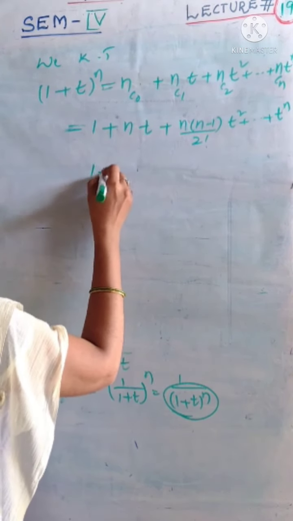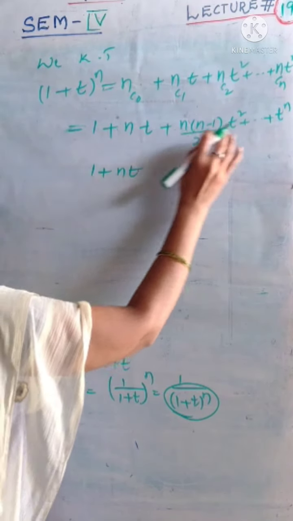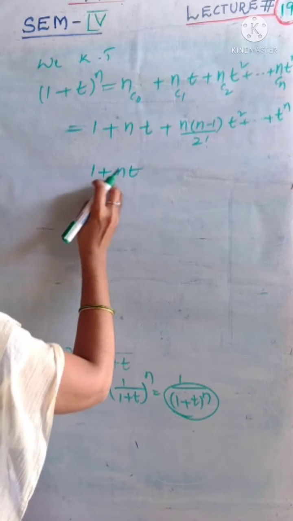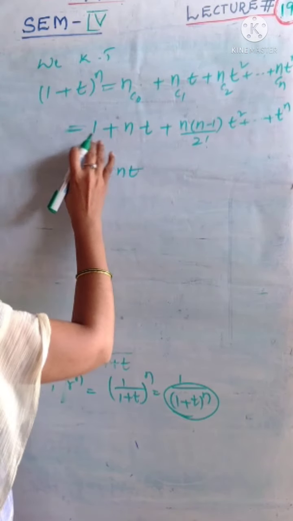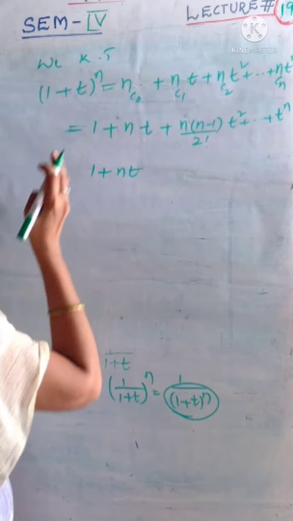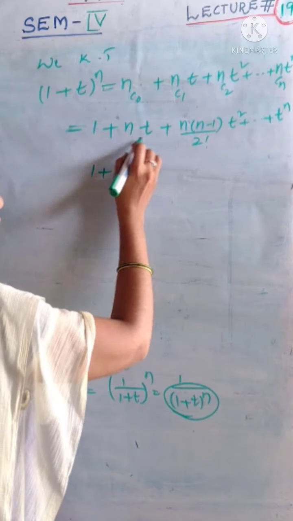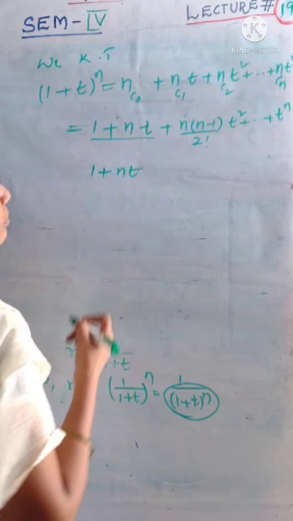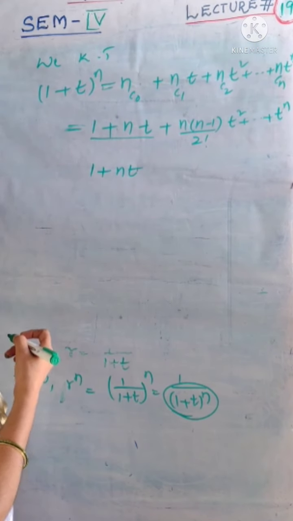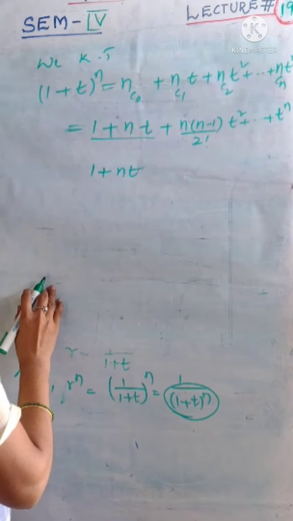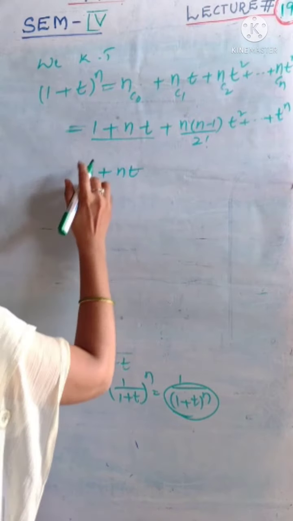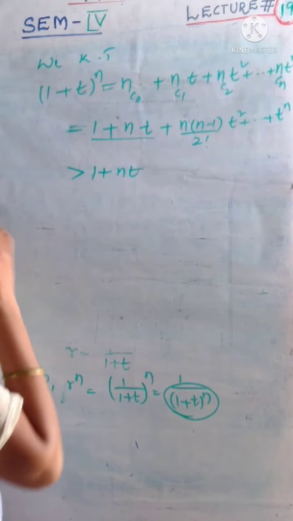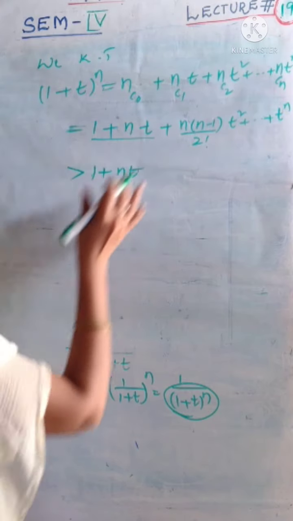Now let us take the relation of above expression and the value 1 plus nt. On observation in the above expression the value is added. Now we have taken only 2 terms. Which one is the biggest one? Obviously above expression is the biggest one. This value is more than 1 plus nt. Some more terms are added here.